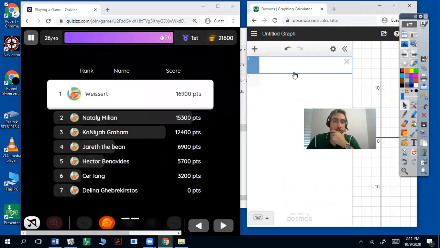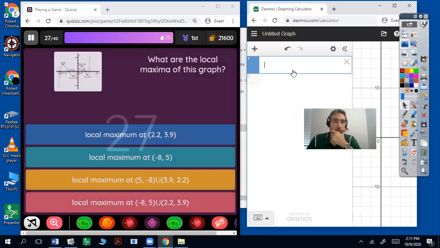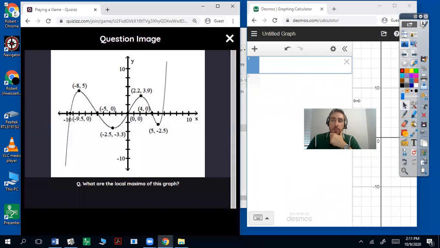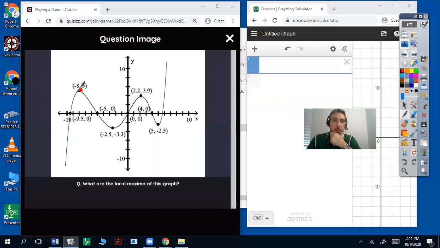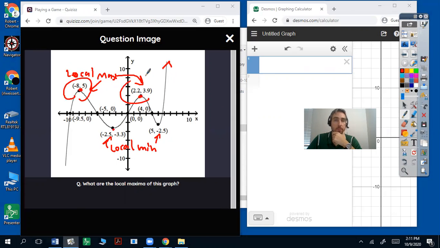27. What are the local maxima for this graph? Maxima are points that are at the top where it starts from increasing and then goes to decreasing. So it turns around. Maximum here, maximum there. It's not the absolute because that'll go on forever, but these are local. So negative 8.5 and 2.2, 3.9. These are local minimum. These two right here. So there you go.